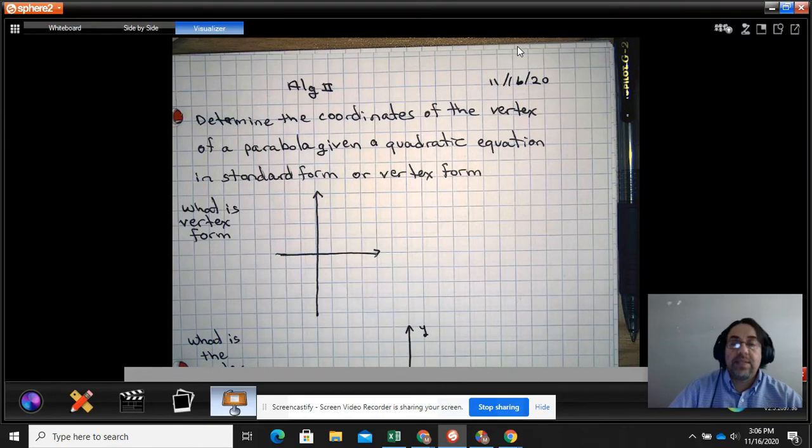In today's lesson, you will determine the coordinates of the vertex of a parabola given a quadratic equation in standard form or vertex form. First of all, what is a vertex?